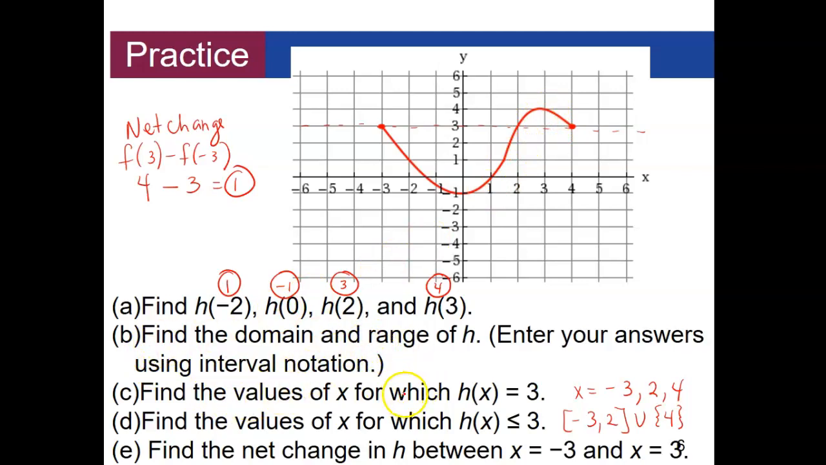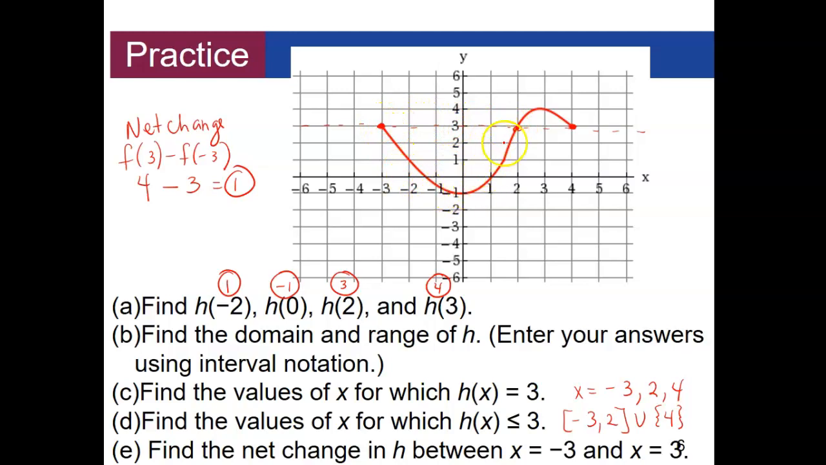Find the values of x for which h of x is 3. If we go in and I look at this horizontal line here at 3, the places it's touching is here, here, and here. So that would be negative 3, 2, and 4. The values of x for which h of x is less than or equal to 3, that's going to be this whole part here where it's less than or equal to 3 because 3 is across here.